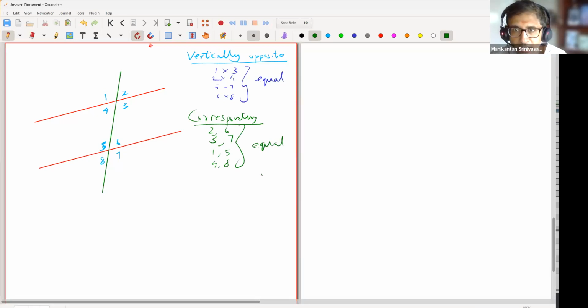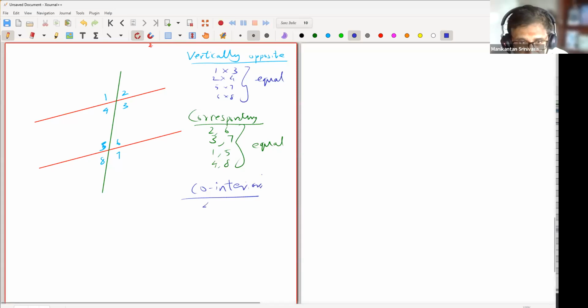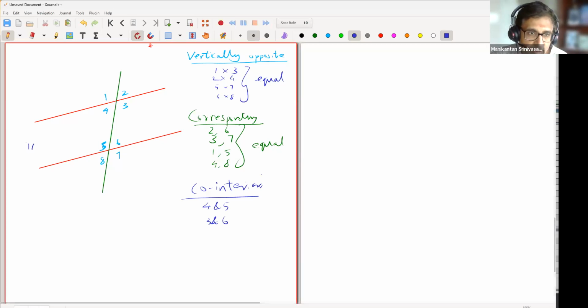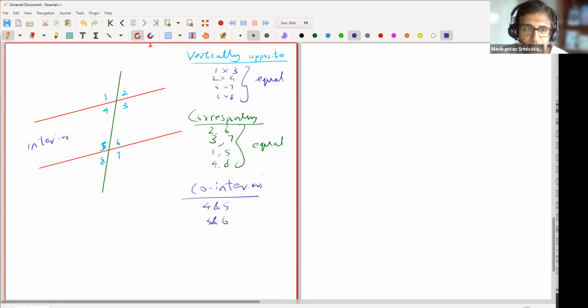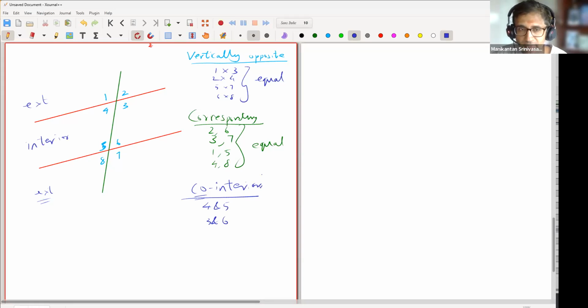All right, Ashi, co-interior angles. 4, 5, 3, 6. So co-interior is also called allied, right? So 4, 5 and 3, 6. These are the only two pairs, right? They are co-interior, as in they are interior. This is the interior between the two parallel lines, and this is the exterior outside the two parallel lines. So they are interior, and co means on the same side. So 4 and 5 are on the same side of the green transversal. 3 and 6 are on the same side of the green transversal. And they are, Ashi, equal or supplementary?